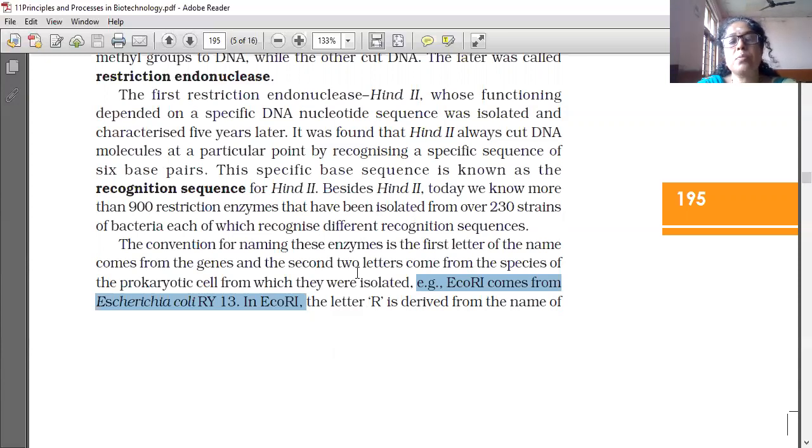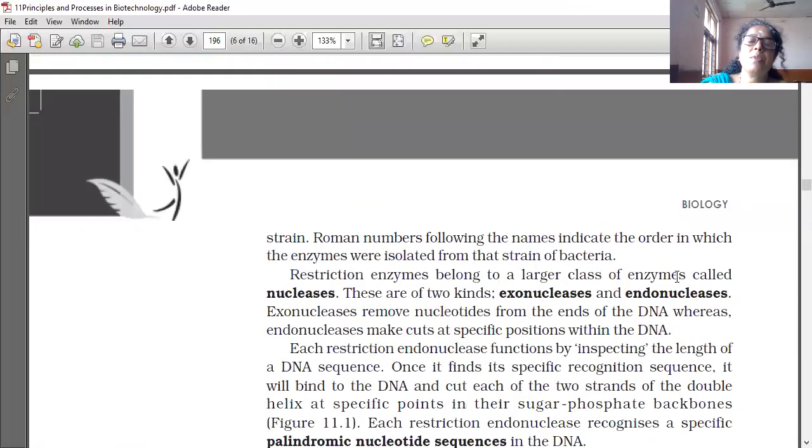One example they have shown clearly: EcoRI, that is RI only, given. I means a Roman numeral. EcoRI comes from ECO for Escherichia coli, the organism from which it is derived, and R is derived from the name of the strain of that bacteria, and I refers to the Roman number, the order in which it was isolated from that strain.